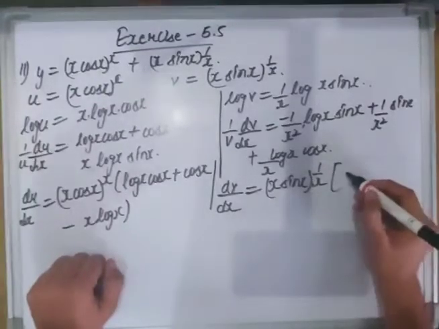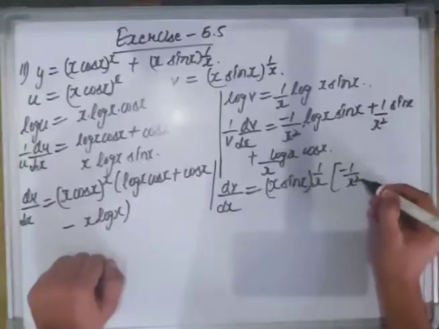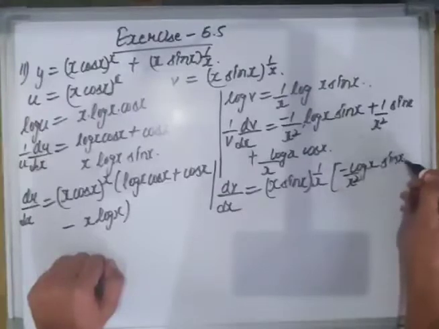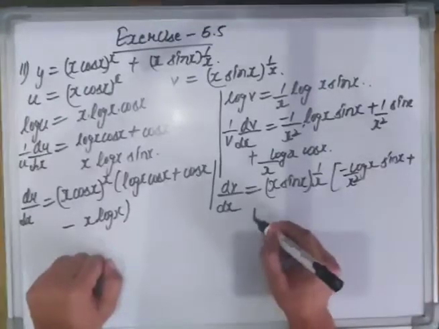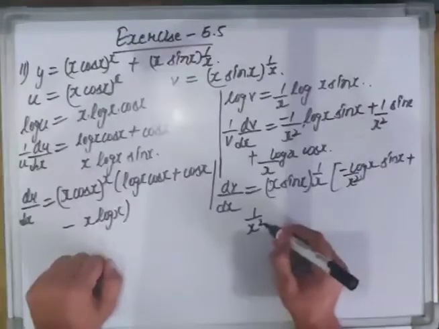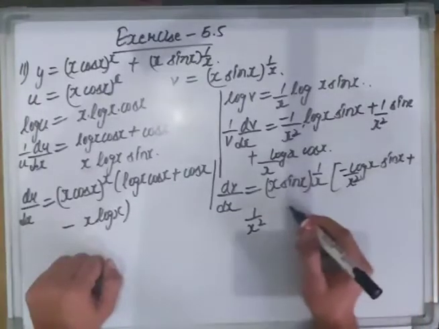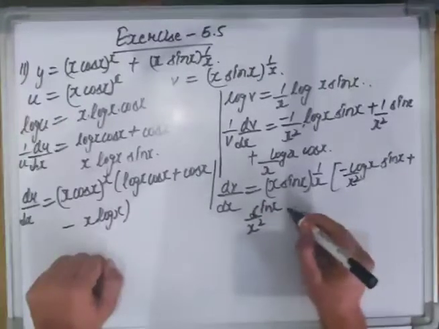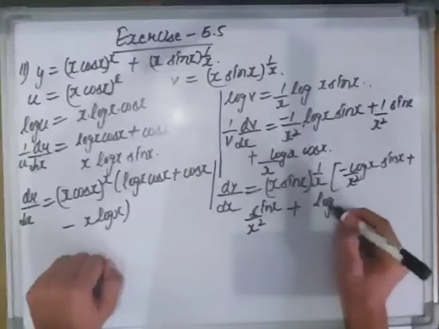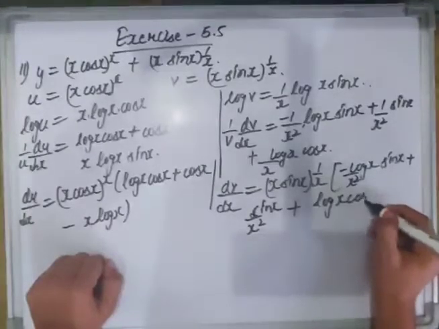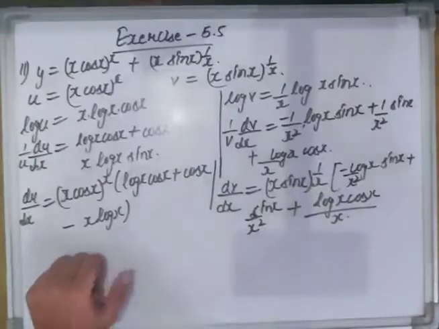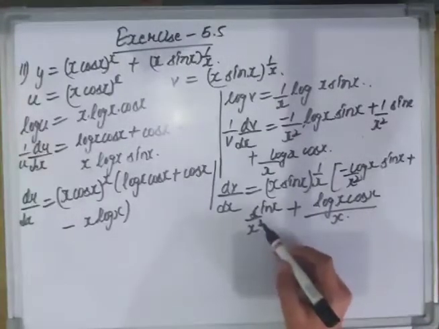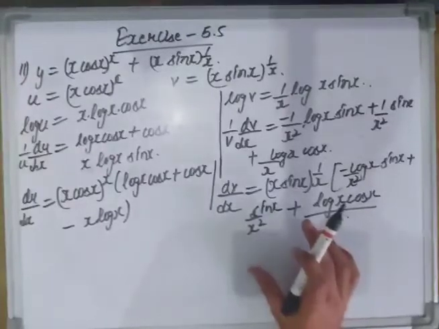In multiplication with minus 1 upon x square log x sin x in the multiplication, then we have 1 upon x square, 1 plus x square sin x, and log x cos x upon x. Students, don't think that you will deduct this x with this x square. This is wrong.